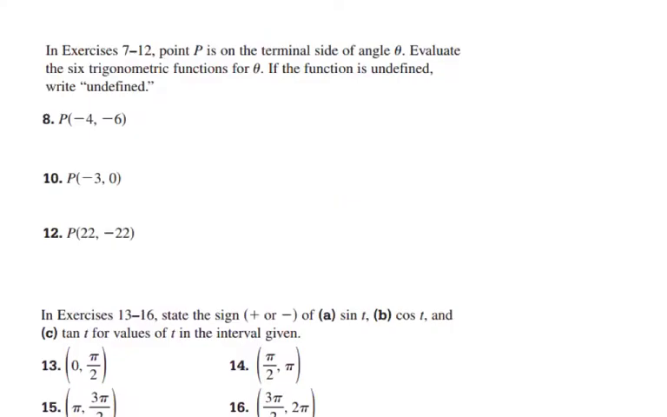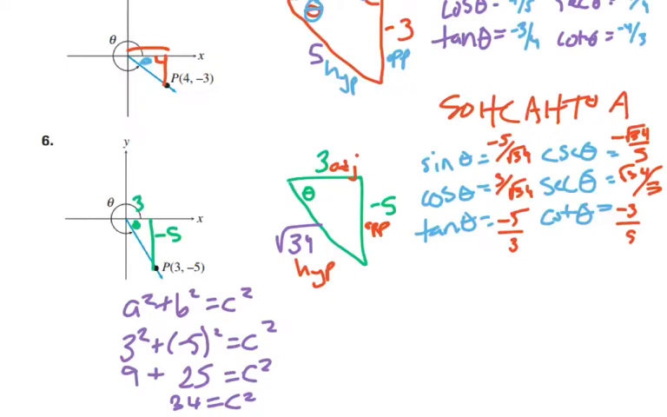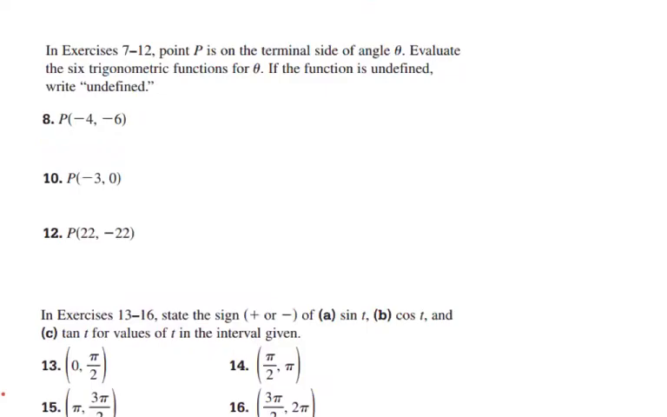Alright, moving on, we're looking for point P given that it's on the terminal side of the angle, so basically looking at the previous ones, they're saying this point here. And we're going to evaluate the 6 trig functions. If the function is undefined, we need to write undefined. Sounds good. So, taking a look at this first one here, we have negative 4 and negative 6.